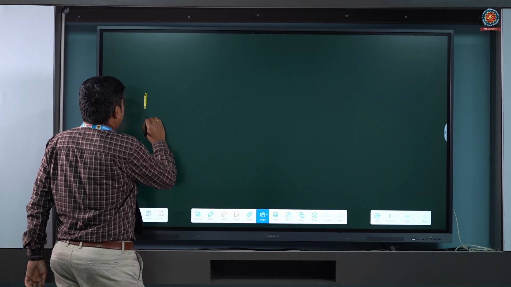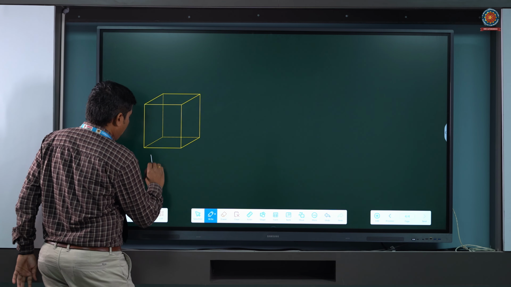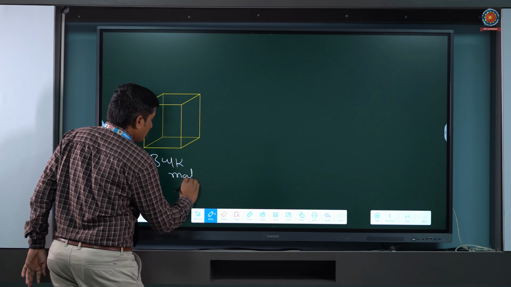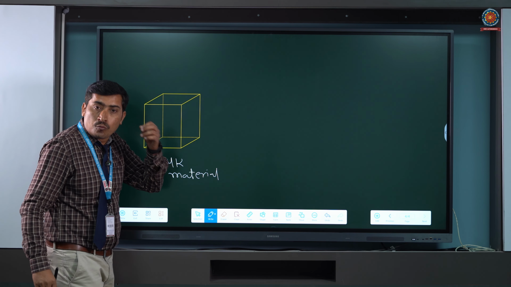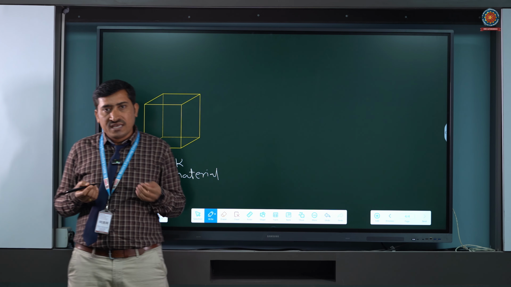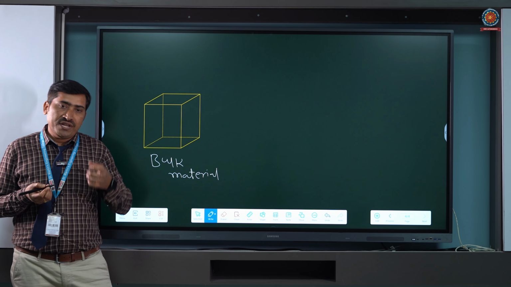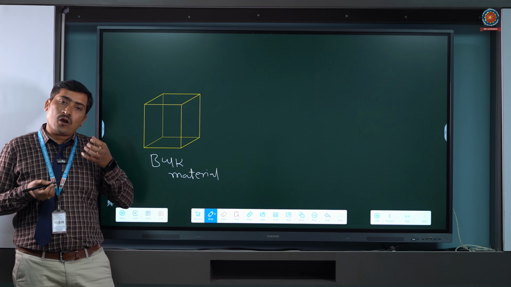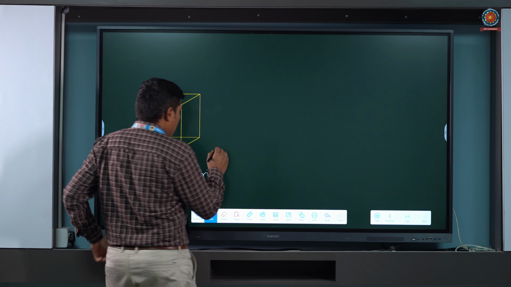So this is a bulk material. Why do we choose this bulk material? To convert this material into nanoparticles. We measure this bulk material using millimeters, centimeters, or micrometers if possible. But we cannot measure nanoparticles in millimeters or centimeters. So that's why we reduce the size.